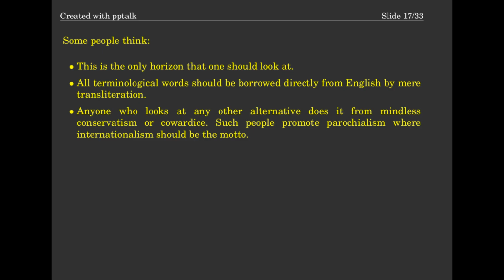Now, we will come to the second horizon, which is the horizon of English. In fact, there are many people who think this is the only horizon that one should look at. In other words, they think that all terminological words should be borrowed directly from English by mere transliteration. And anyone who looks at any other alternative does it from mindless conservatism or cowardice. They think that people who do this promote parochialism, where internationalism should be the motto.